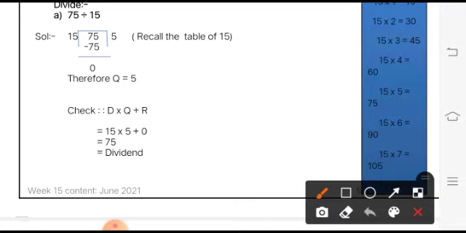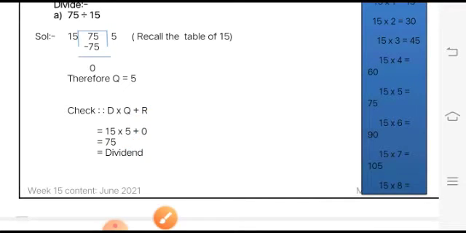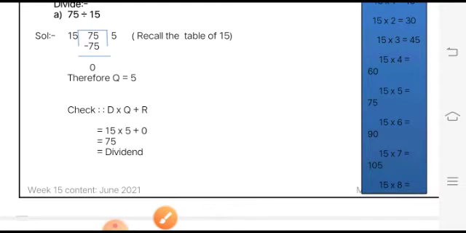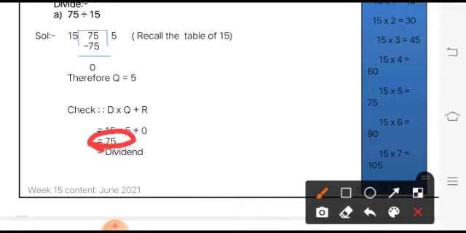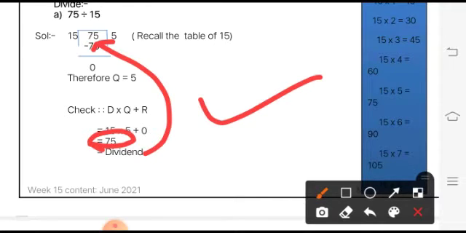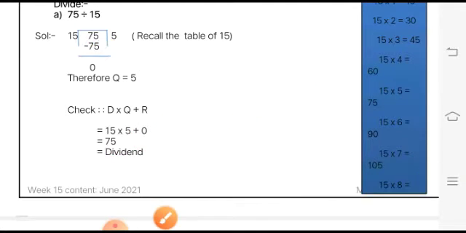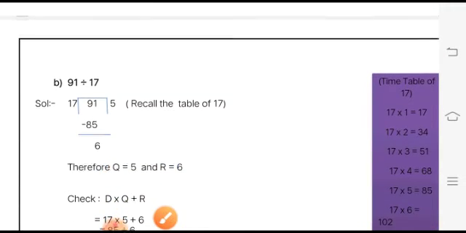When we multiply 15 and 5 we get 75 as product. If we had any non-zero number here, we would have added it to the 75, but here the remainder is 0. So here you can see the 75 that we obtained as the product of 15 and 5 is the same number as we have as dividend here. That means our division is correct. If we don't get the same number back as the dividend, that means we have done something wrong somewhere in the division. This is how other parts are to be done.